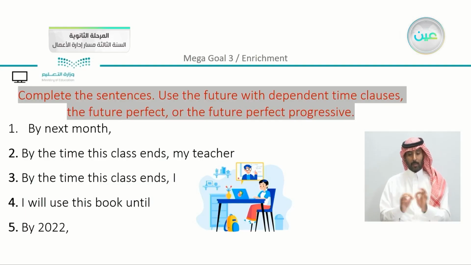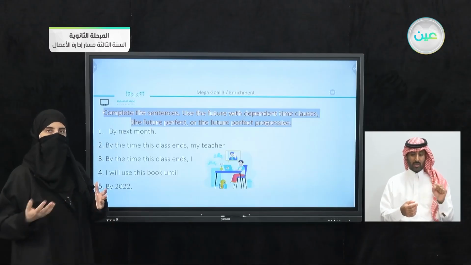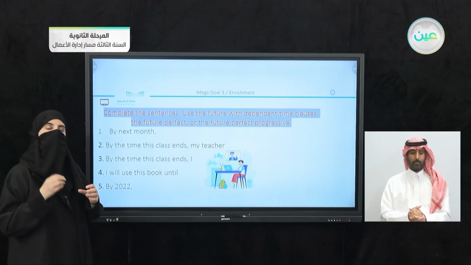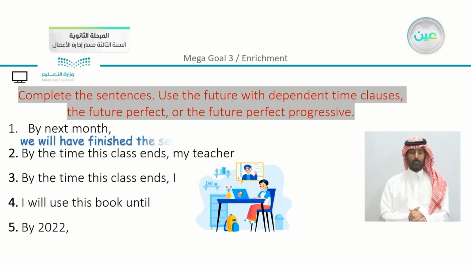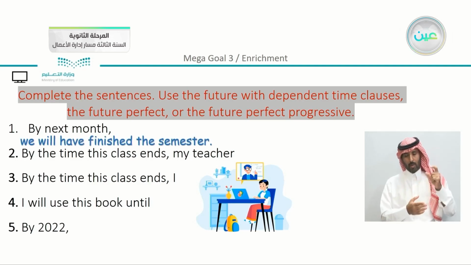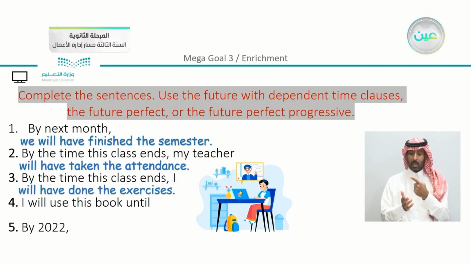Now complete the sentences in our new task. Use the future with dependent time clauses, the future perfect or the future perfect progressive. So very quickly, now just to remind you that here there is no specific answer. You can answer in the way that you find suitable as long as you are using the correct structure. So we have here by next month, we will have finished the semester. By the time this class ends, my teacher will have taken the attendance. By the time this class ends, I can say I will have done the exercises.